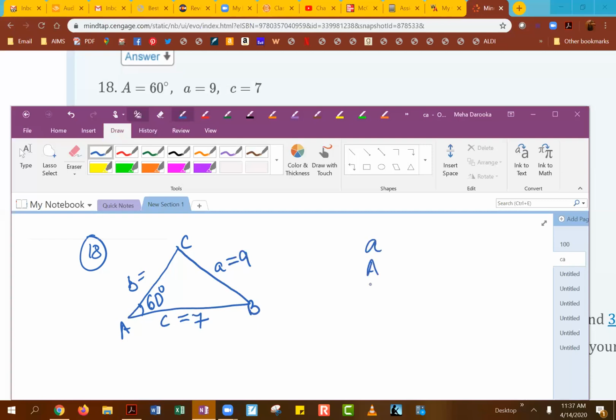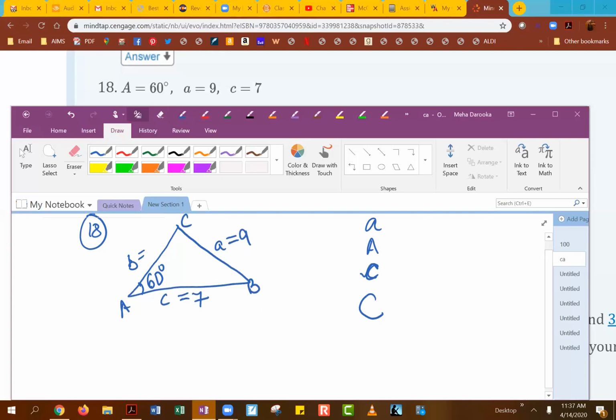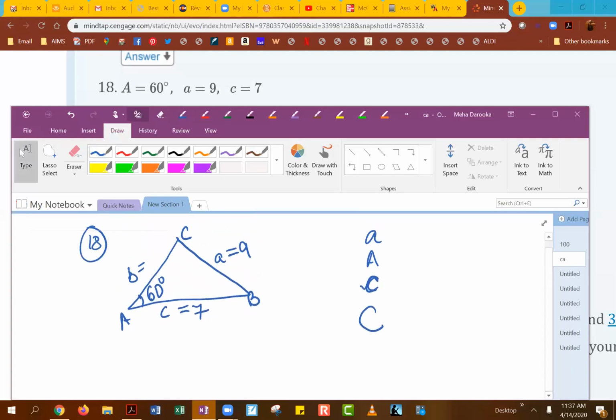So what's going to happen here, like I was saying, since we are given side A, angle A, and side C, based on this information we can actually find angle C next. So that's where you want to head. Since we're finding angle C, you want to put the sine of C on the top, side C on the bottom, and then sine of A on the top and side A on the bottom.